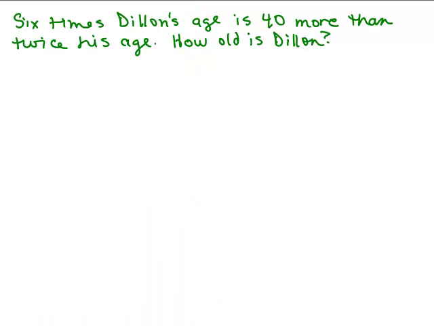Here's another age puzzle. 6 times Dylan's age is 40 more than twice his age. How old is Dylan? I'm doing this for my nephew Dylan.